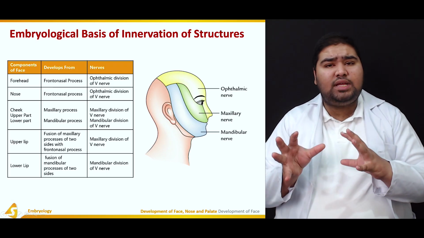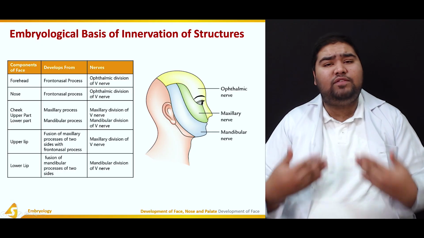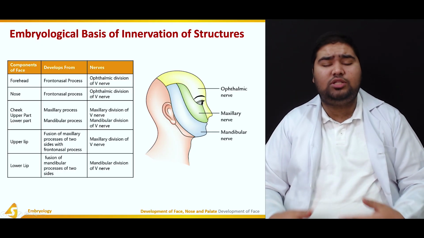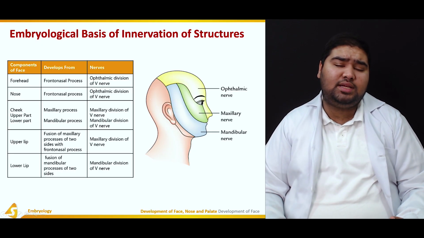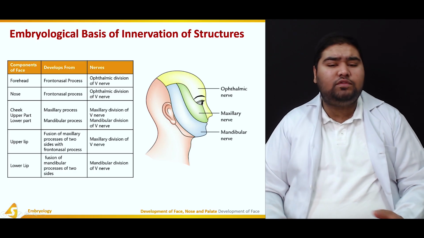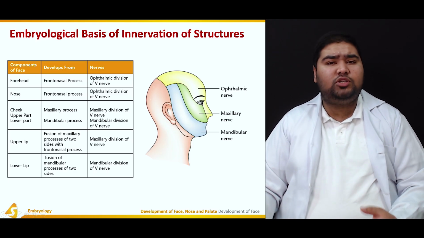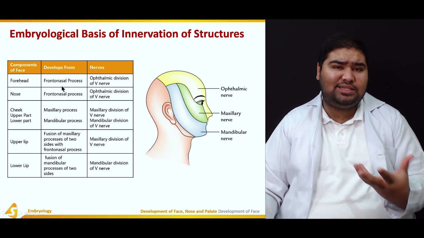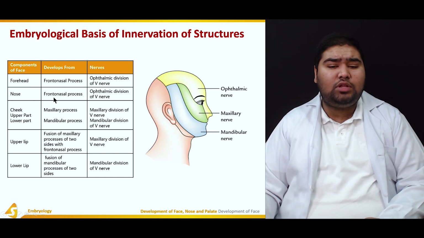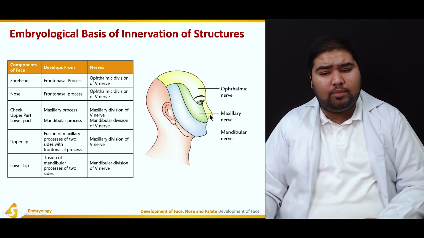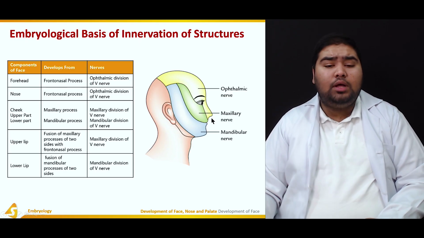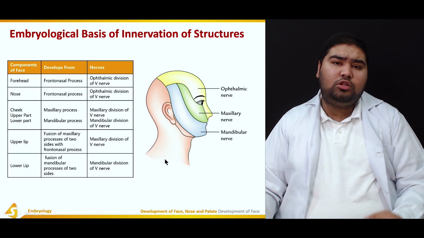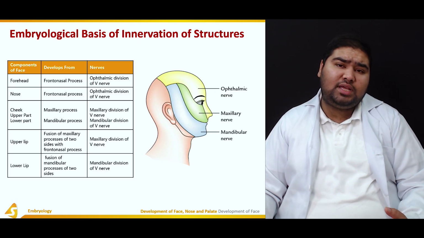Now, the frontonasal process originates in the first pharyngeal arch. The nerve of the first pharyngeal arch is the trigeminal nerve. So the ophthalmic division of the trigeminal nerve supplies the muscles of the forehead, or the adult structures of the forehead. Now the nose, again we're talking about this area in yellow. The nose is also made up of the frontonasal process.